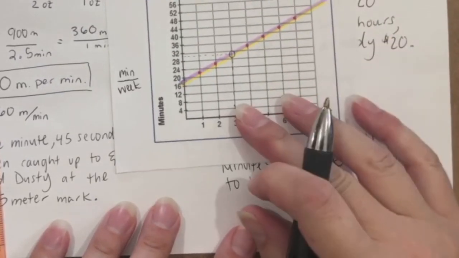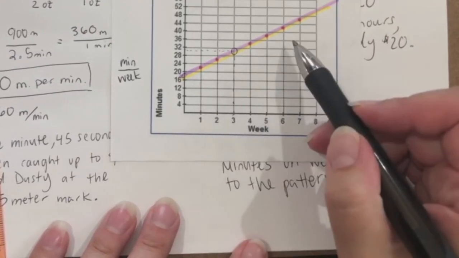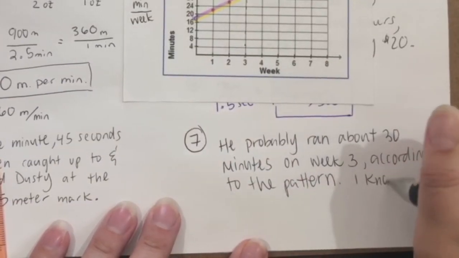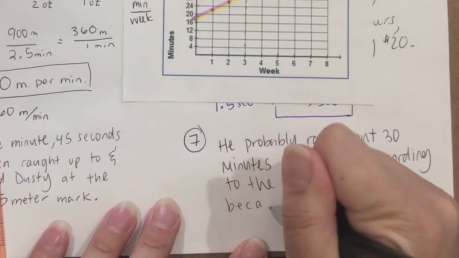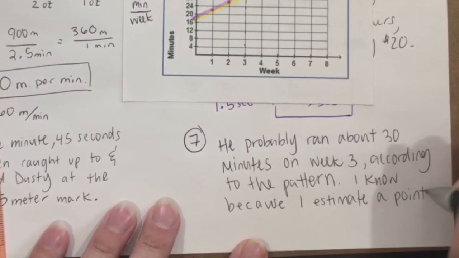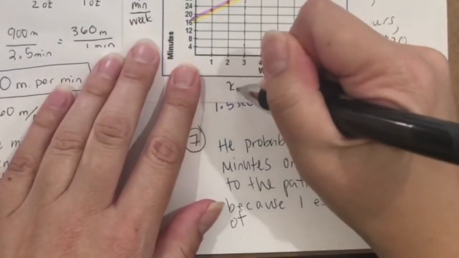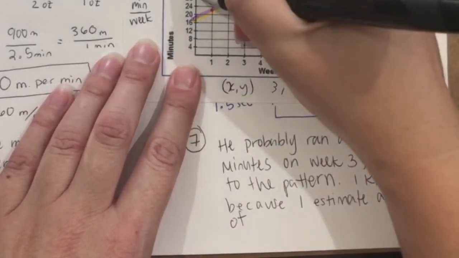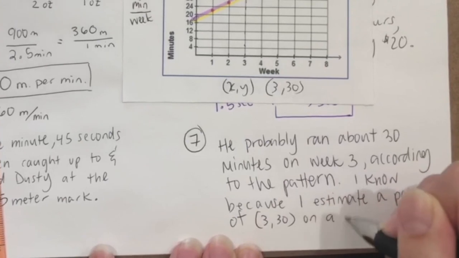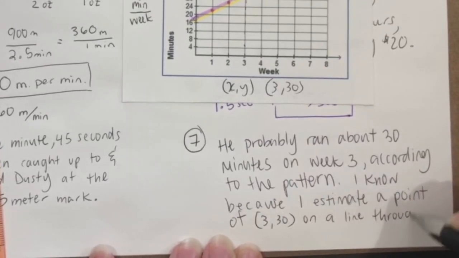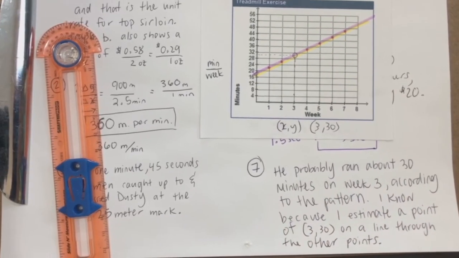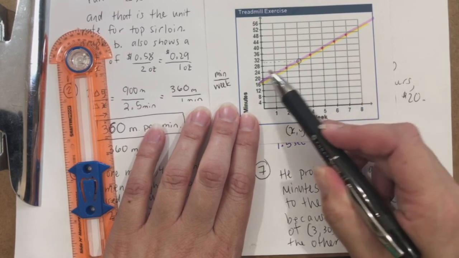And since you're probably doing this by typing it into the worksheet and you can't actually draw on the graph and show the teacher how you got that, we should explain how we got that. I know because I estimated a point of x comma y, 3 comma 30, a point of 3 comma 30 on a line through the other points. And that pretty much sums up what we did, right? We drew a line through these other points and put in our imaginary point.